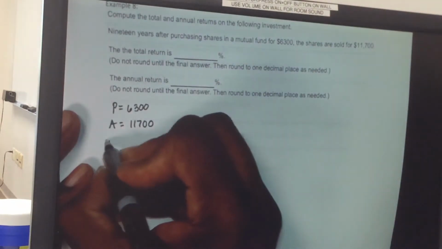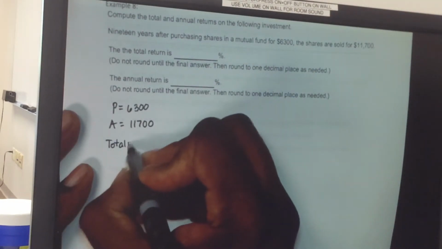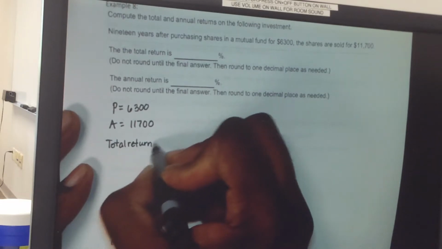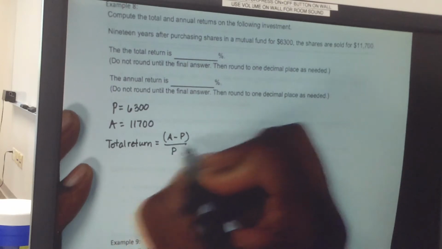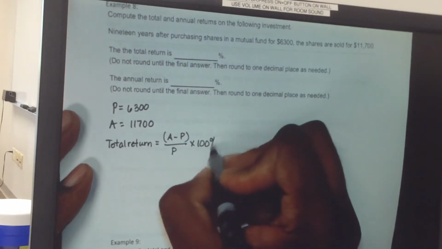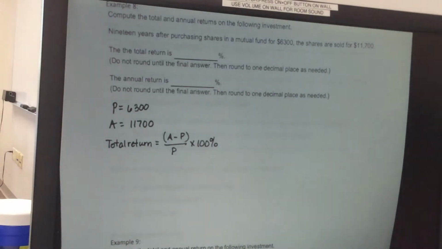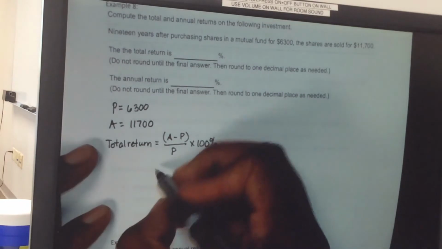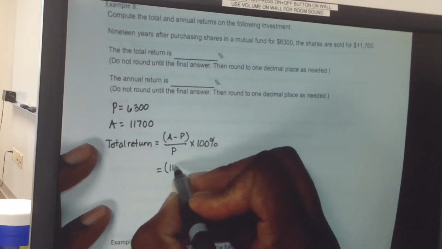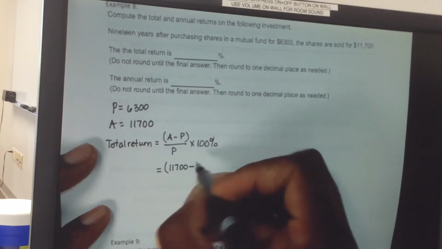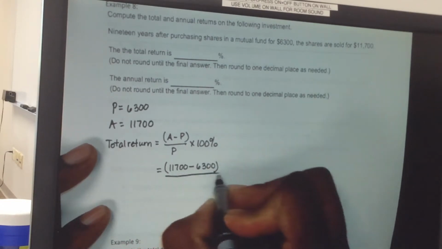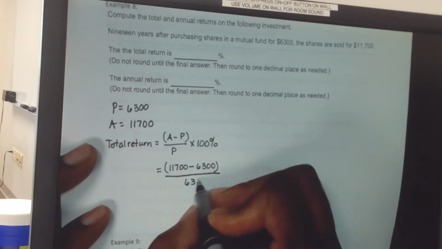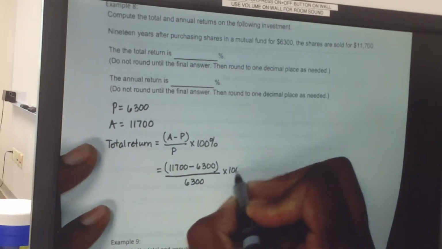So now for the total return, that will be A minus P divided by P times 100%. So here your A is going to be $11,700 minus P, which is $6,300. All that's divided by P, which is 6,300, times 100%.